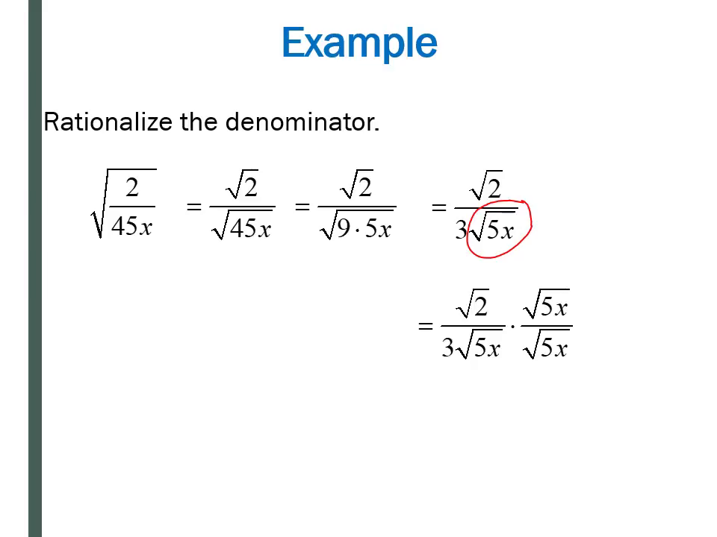So I'm going to multiply the numerator and the denominator times the square root of 5x. Well, 2 times 5x is 10x, and I have 3 times 5x, because the square root of 5x times the square root of 5x is 5x. So I keep simplifying, and 3 times 5 is 15. And so, ta-da, there's my answer.